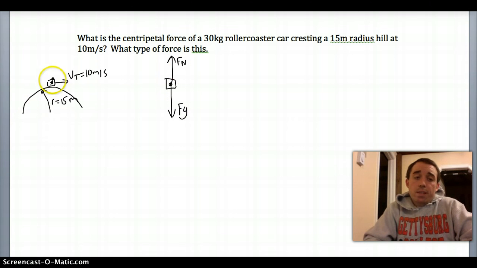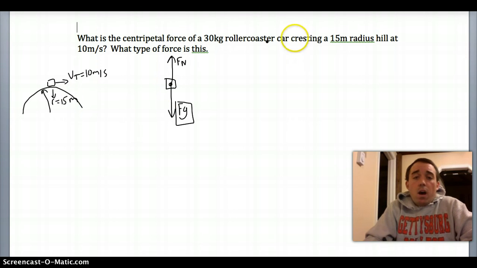But in order for it to be accelerating and not just flying straight off, there has to be an unbalanced force. And there has to be an unbalanced force down towards the center. So, for that reason, Fg has to win. The force of gravity has to be bigger than the normal force. If the normal force is bigger than the force of gravity, you're going to fly off the track.